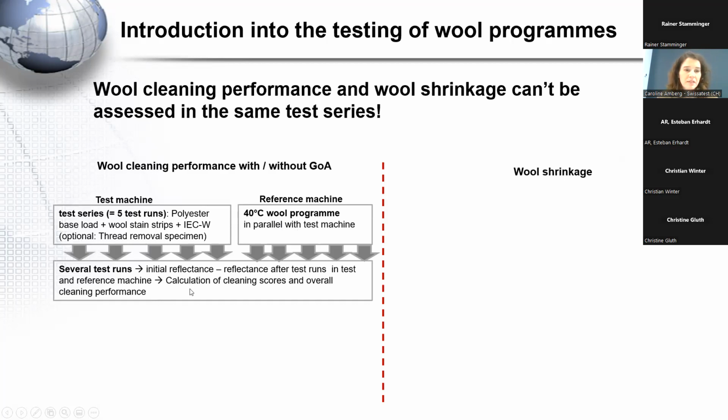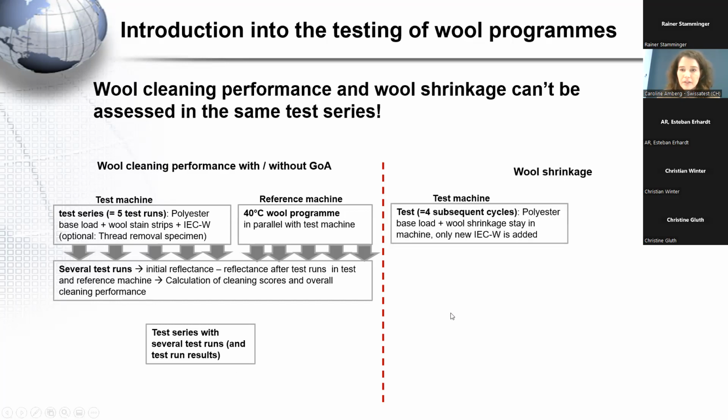And yes, you do the same as in the standard cleaning performance test. You assess the initial reflectance of the wool stain strip, and then you run the test. Afterwards, you again assess the reflectance after the test run in test and reference machine. And out of these different results, from different stains and different test runs, you calculate the cleaning score and the overall cleaning performance.